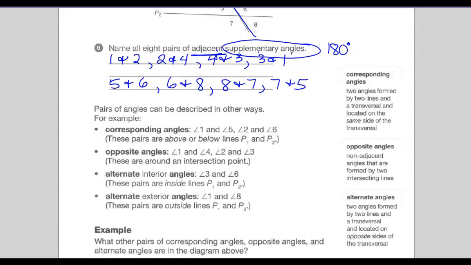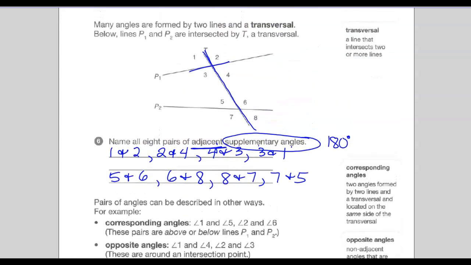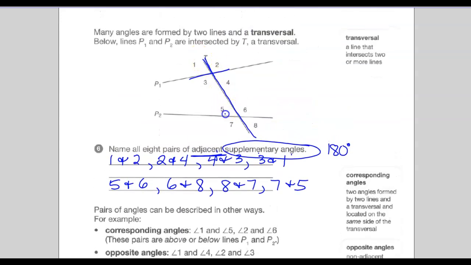So here are some important definitions. Pairs of angles can be described in other ways. For example, corresponding angles. So let's look at the diagram. So 1 and 5 are corresponding, and 2 and 6. So basically they're both above the two lines and on the same side of the transversal. These are both above and on the same side.